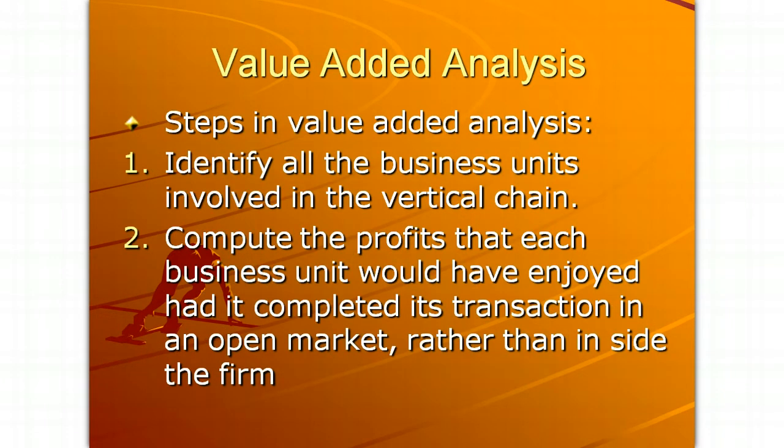All right, so here are some steps in the value-added analysis. One, identify all the business units involved in their vertical chain. So let's just discuss what a vertical chain is first. Okay, so a company can have multiple levels in this vertical chain, from the producer of the raw materials to the manufacturing of the raw materials, turning it into finished goods, to the distributor of the finished goods, to the owner of the retail level.